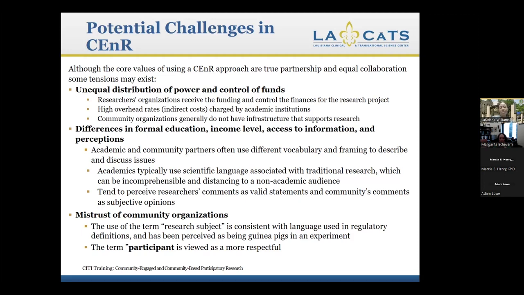And so we definitely want to be able to really have a lower line of communication vocabulary when we're having these conversations and being able to understand and learn from each other at the same time. Some additional challenges, like I mentioned earlier, trust is very, very important.